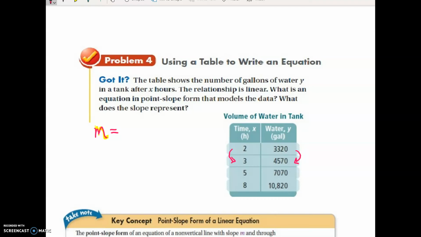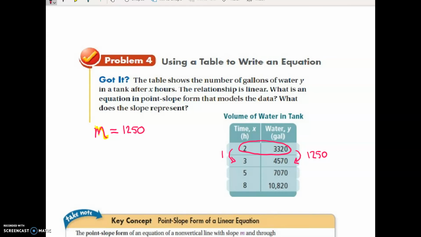So that's a change of 1250, and this is a change, of course, of 1. So our slope is y over x, so it's just going to be 1250. We could say 1250 over 1, but we don't need to write the 1. Next, we need to pick one of these points. So I usually pick the lowest point to work with, so I'm going to use 2 and 3320.